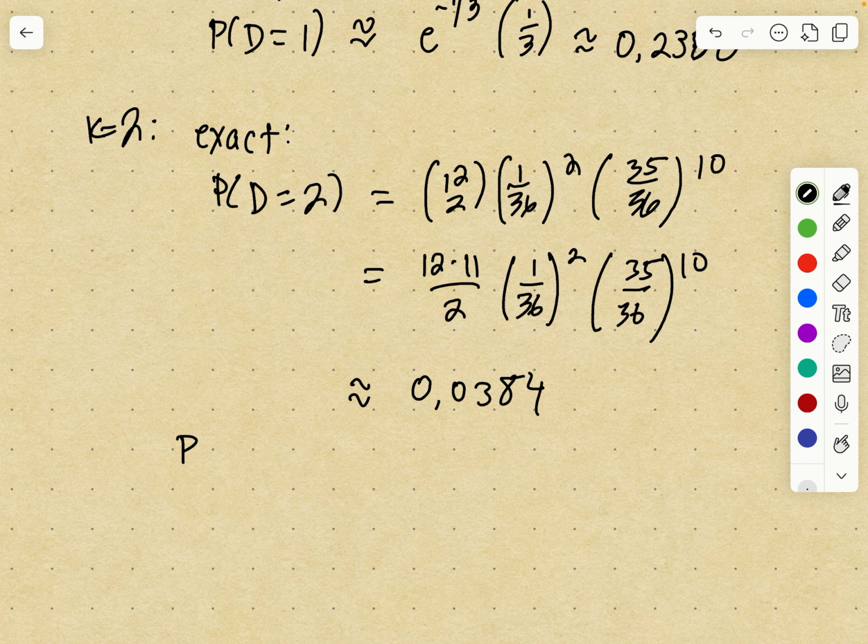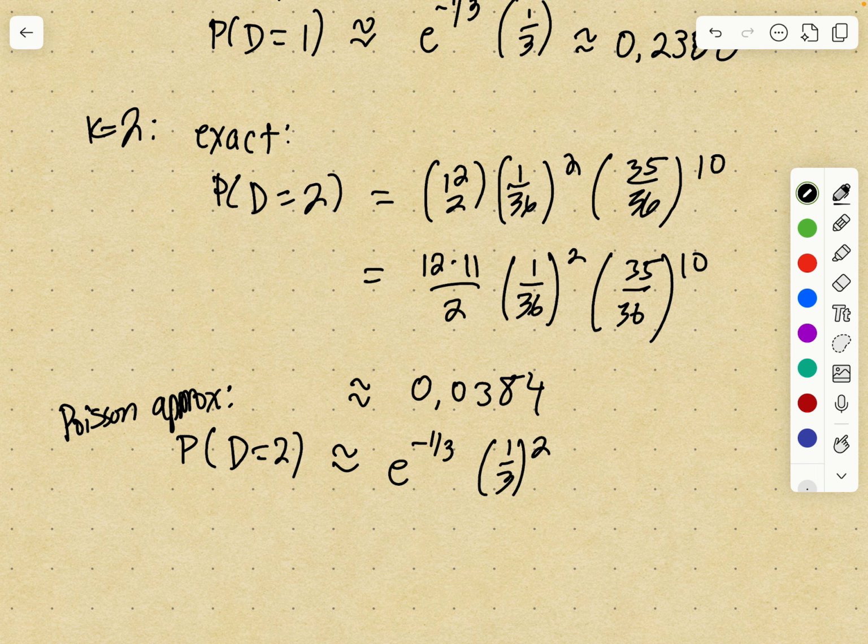And that ends up being approximately 0.0384. And if you use the approximation, the probability that d is 2 is approximately e to the minus 1/3, 1/3 squared over 2 factorial, which is 2. And then this ends up being approximately 0.0398. So a good approximation. Okay. And as you can see, it's easier to calculate the Poisson approximation than the exact answer.